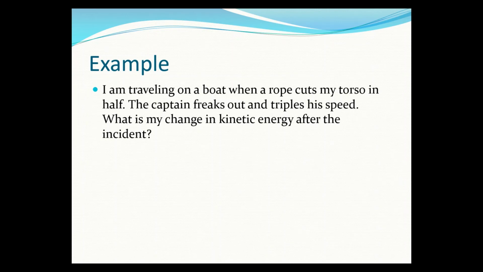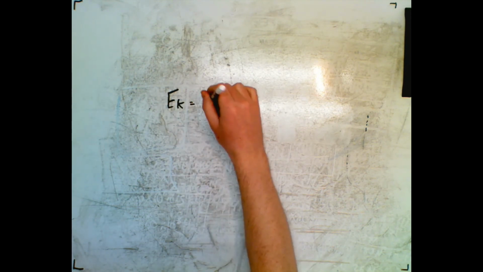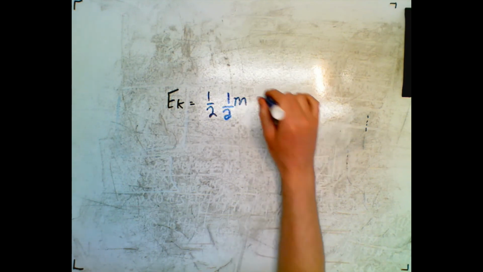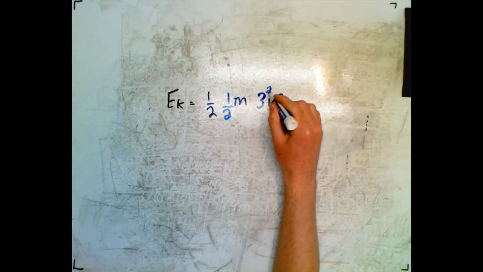Okay, so I'll go through this. So again, we start off with EK equals 1/2 mv squared. Leave some spaces in between. So my mass is halving and my speed is tripling, right? And because my velocity is squared, I have to square that 3.